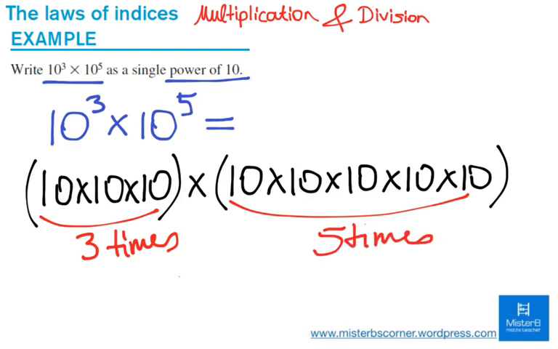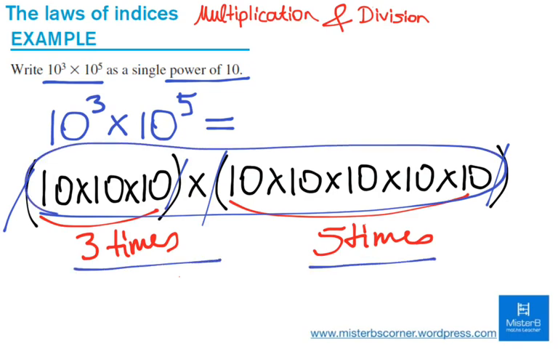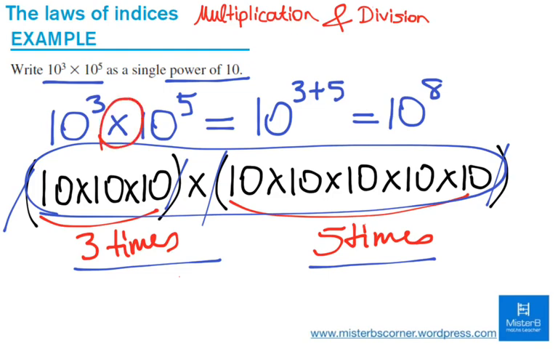So basically, if you get rid of the brackets, if you don't consider brackets here, you have a total of 8 tens in multiplication. So that's going to be 10 to the power of 3 plus 5, which is 8. So you basically add the powers when it is multiplication of index numbers.